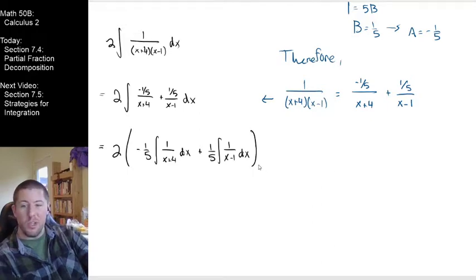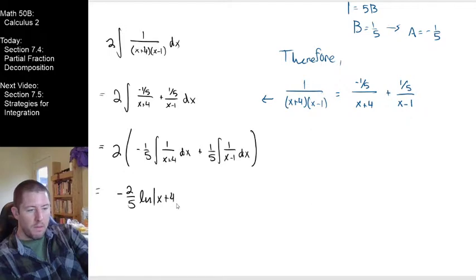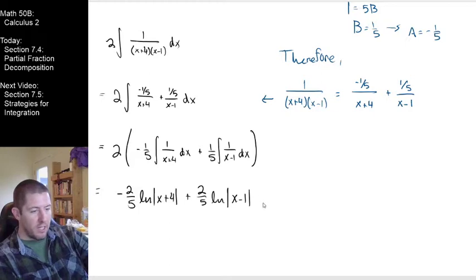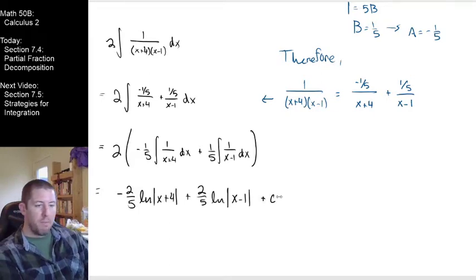And it looks like this is a really easy setup for some integration right here. So I am seeing here, it now looks like I can distribute this 2 back through and get something that looks like negative 2/5. That's my first one. The integral here is very easy, natural log of x plus 4 plus 2/5 natural log x minus 1. Hey, that worked out pretty nice right there. I should give myself a plus C because I'm a responsible mathematician.